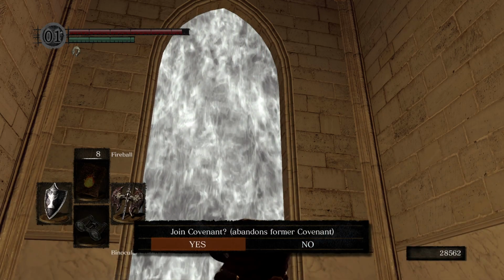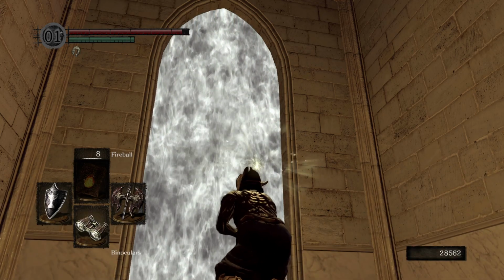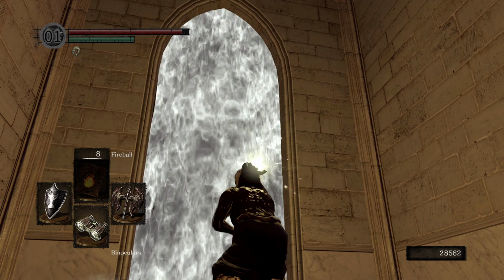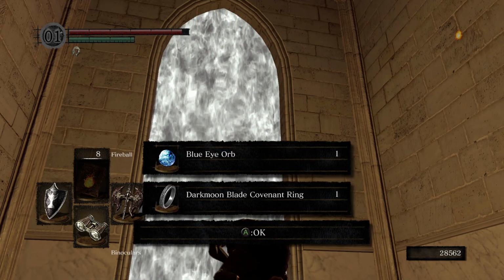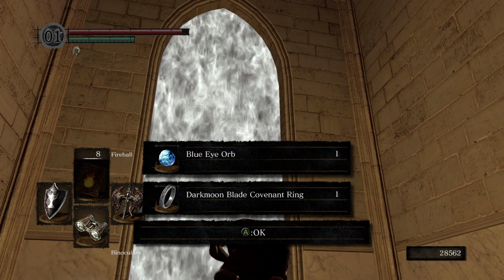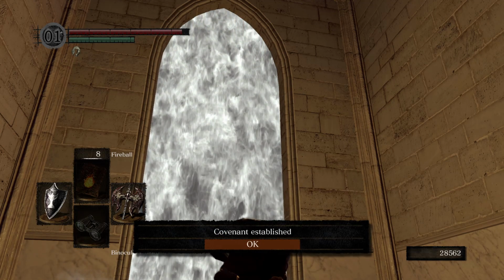We are now a member of the Dark Moon Blades, the covenant that once consisted of Kayran and Artorius, and now in the name of Gwyn and Gwynevere we hunt the chosen undead that have gone mad and sinned.